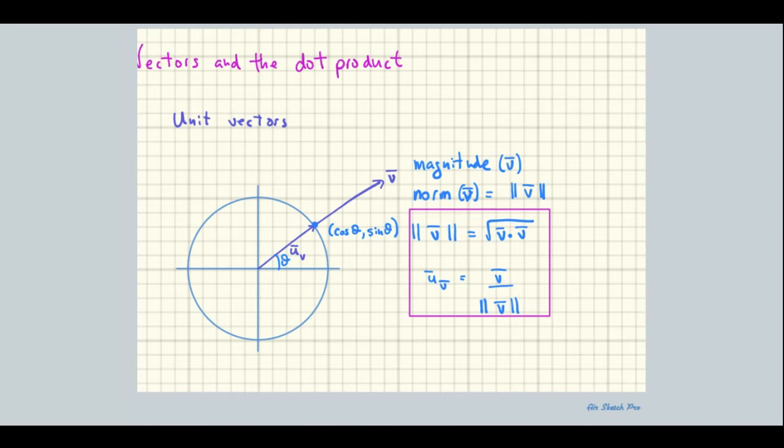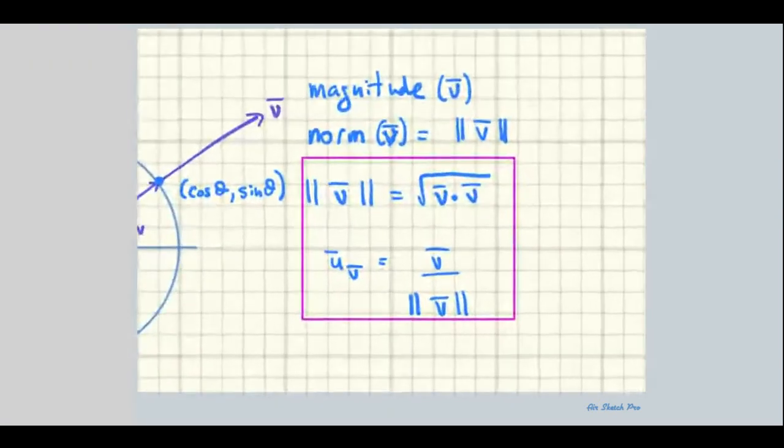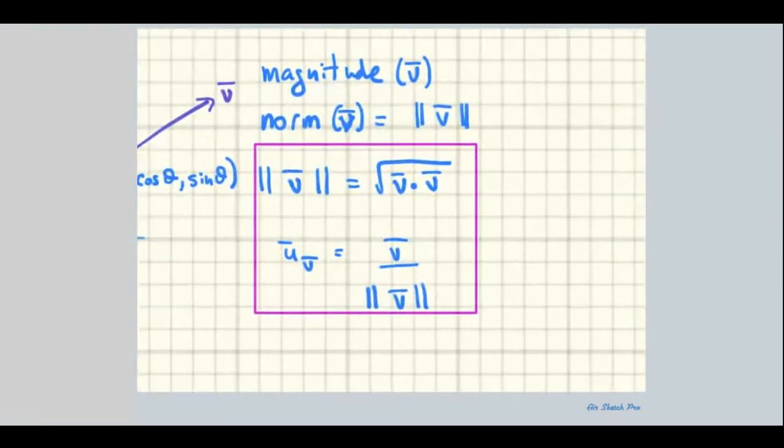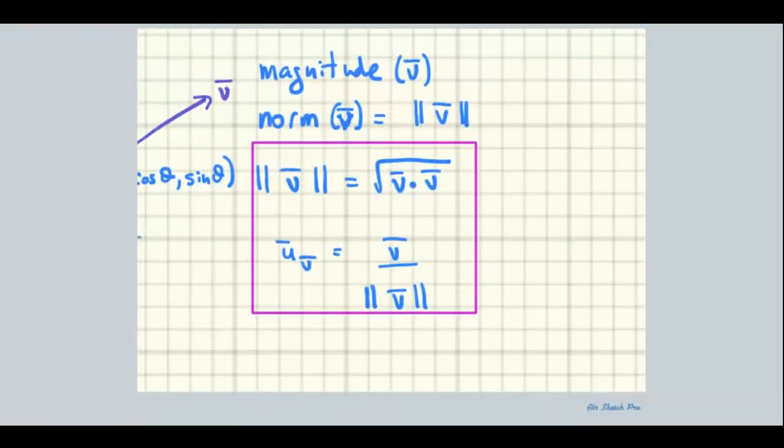So I'll often just write U sub V. U is the unit vector. U sub V is the unit vector in the direction of V. And we have formulas for these. Okay? So what we have is the length of V is going to be given by the square root of the dot product. Okay?